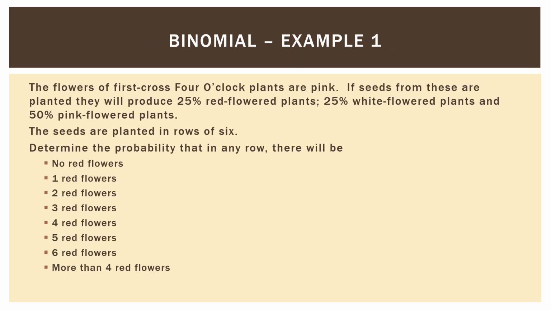Now let's look at example 1 in your manual. The flowers of a first cross of four o'clock plants are pink. If seeds from these are planted, they will produce 25% red flowered plants, 25% white flowered plants, and 50% pink flowered plants. The seeds are planted in rows of 6. This is what I want you to highlight: rows of 6 tells you that n is equal to 6. Determine the probability that in a row there will be red flowers.